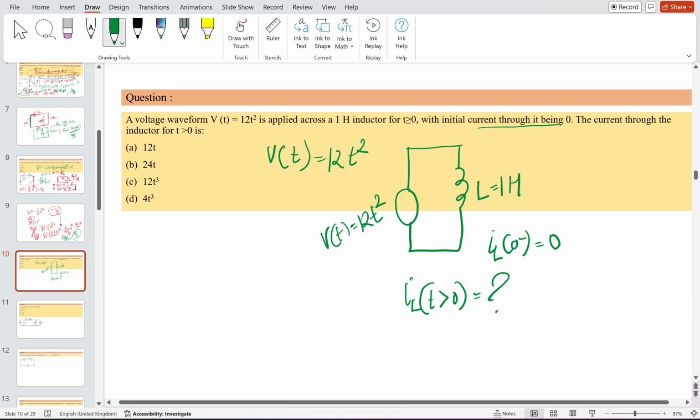So if t is greater than 0, we should also use that equation, sir? No, there is one catch in that equation which I have told. That equation is applicable only when just one energy element is there, either L or C. And the second important point is that the source should be linear. Source should be linear means if it is a standard voltage source, it should follow that voltage source.